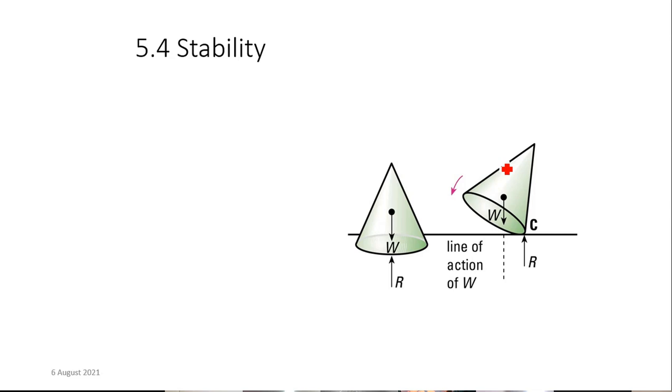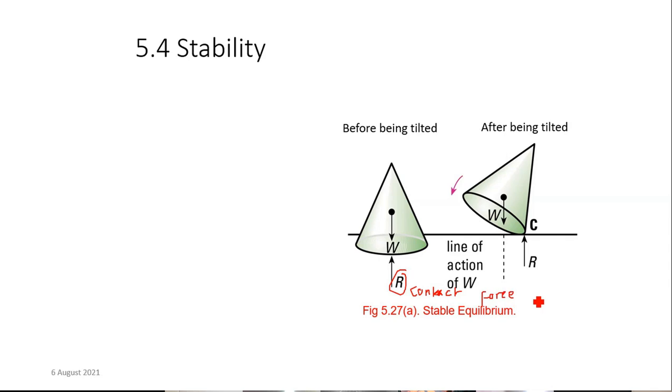For example, we can use the cone. This is the stable equilibrium. The cone is stable. This is the condition before being tilted, and this is the condition after being tilted. R is the contact force. W is the line of action of its weight.